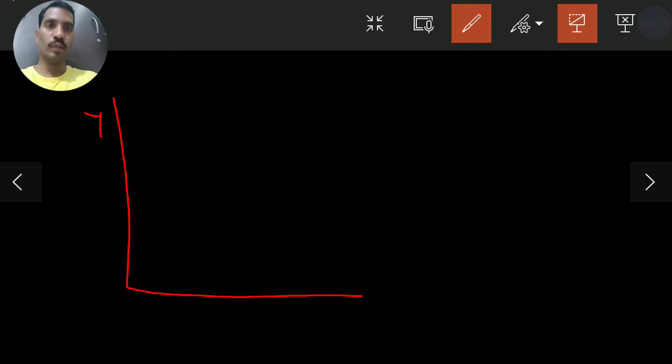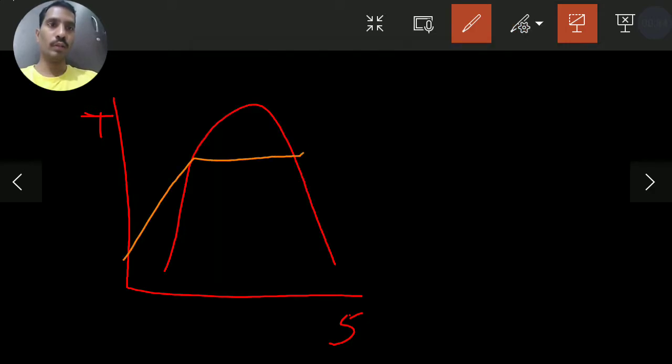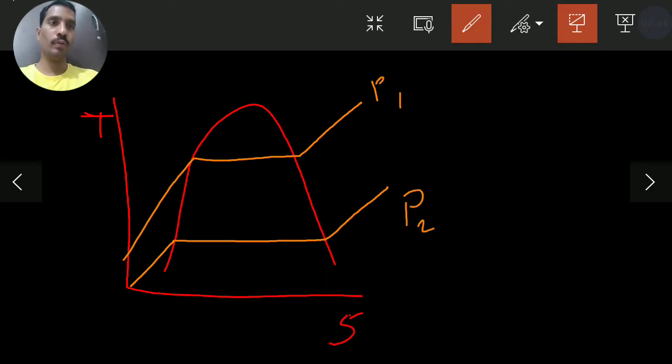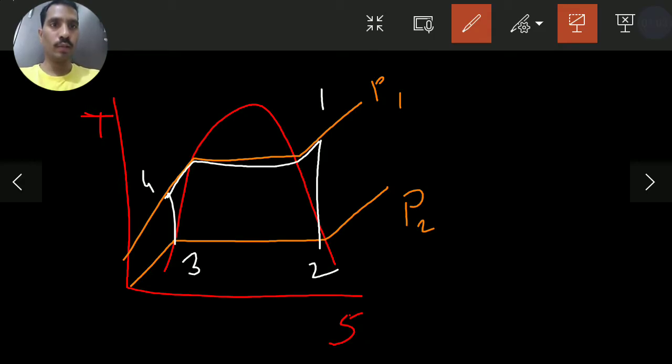This is temperature on the y-axis, entropy on the x-axis. This is a saturation curve. Now we will draw the constant pressure lines. These are the constant pressure lines, boiler pressure and condenser pressure, P1 and P2. Now if you draw the Rankine cycle here, let us take these as points 1, 2, 3 and 4. This white colored one is the Rankine cycle.